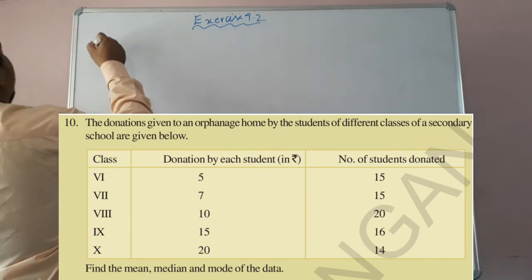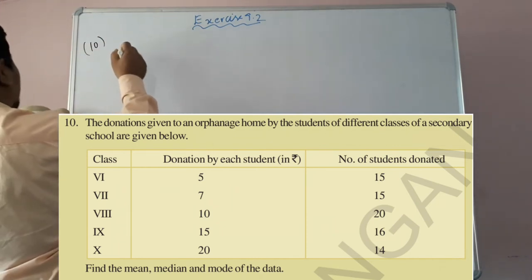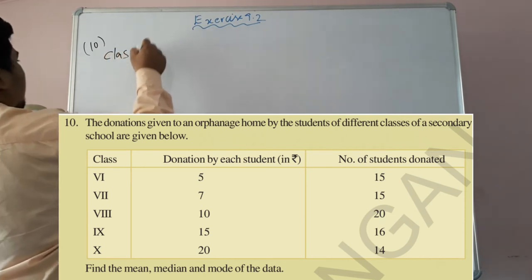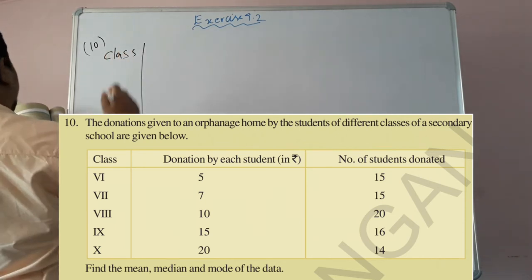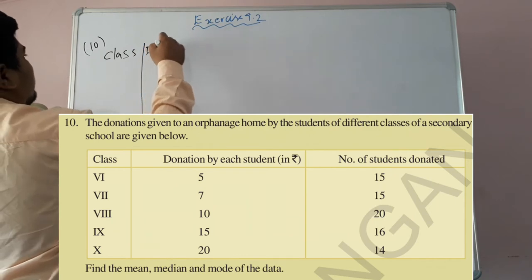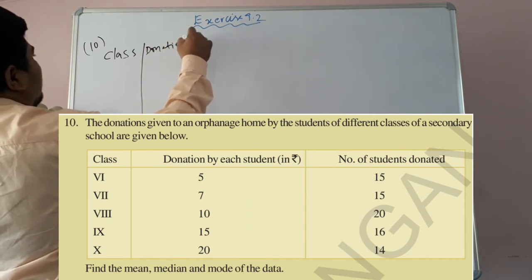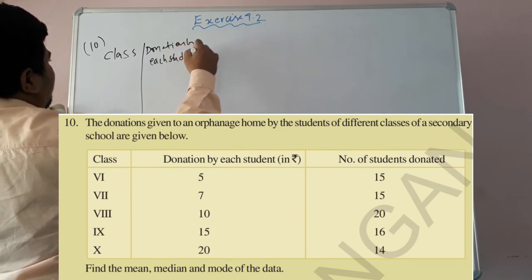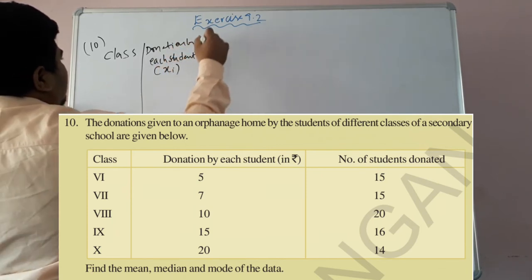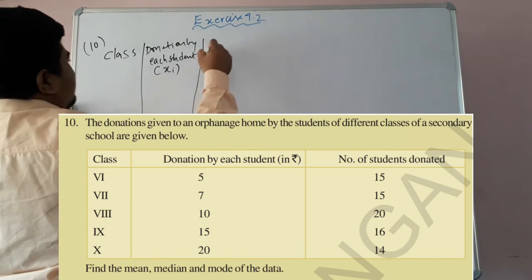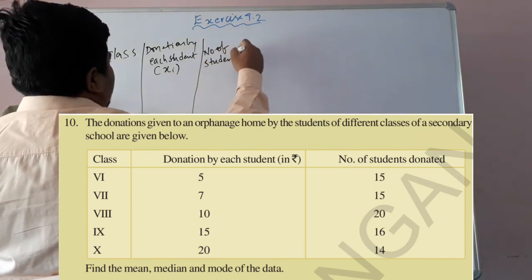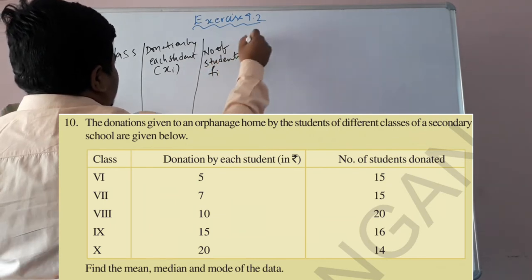So first I will take this table, children. The first column is about class. The second column is about donation by each student. So this is the xi value, children. Next, number of students. So number of students means this is the frequency value, Fi value, children.